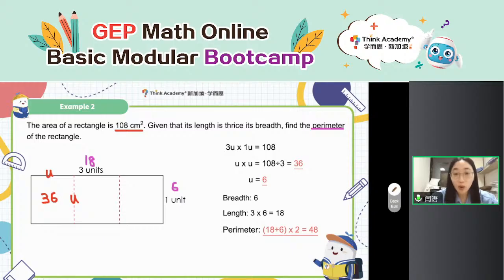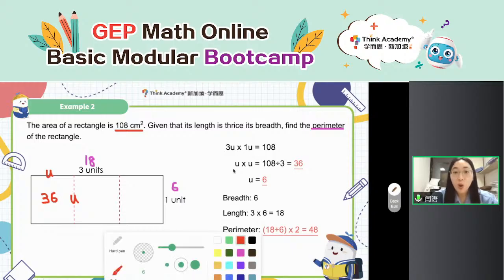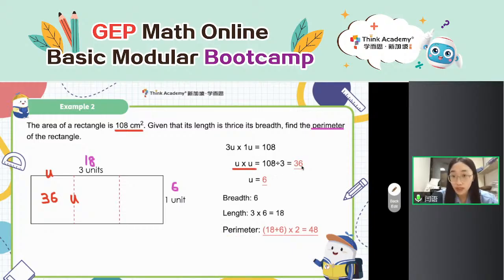For this question, the most tricky part is here. 1 unit times 1 unit, that is 36, okay? You cannot just say, okay, 1 unit, that is 36. Sorry, wrong. What is the meaning of a unit here? It is for the length. It is for one part. But actually, what are we looking for? We are looking for the area of one part. So here, 36, that is for the area.